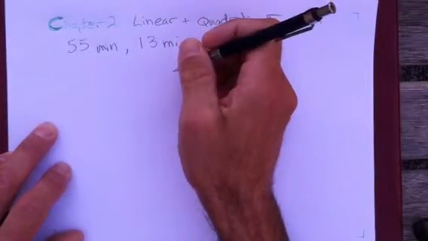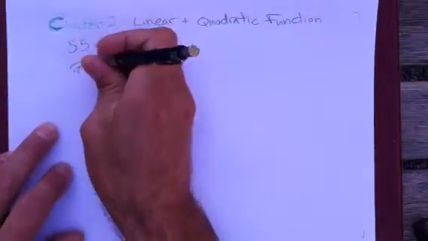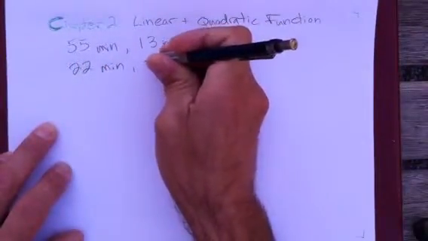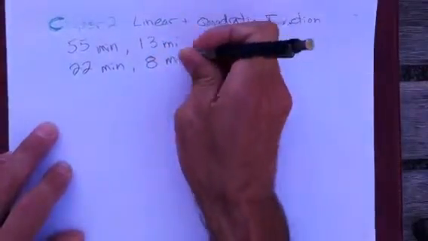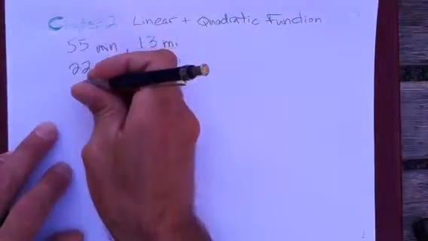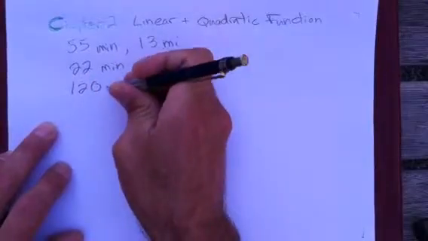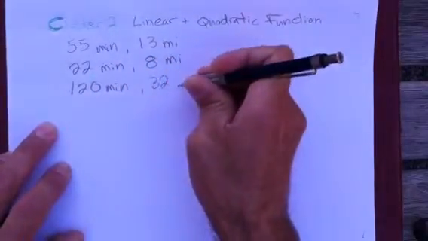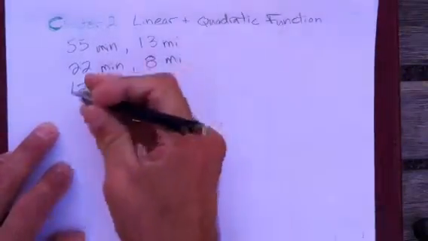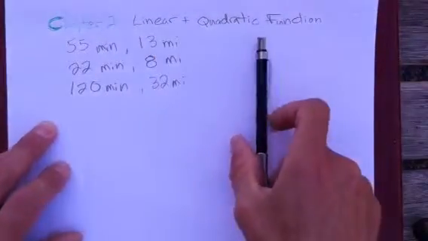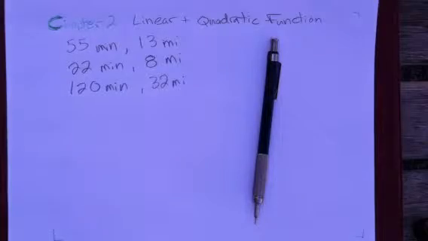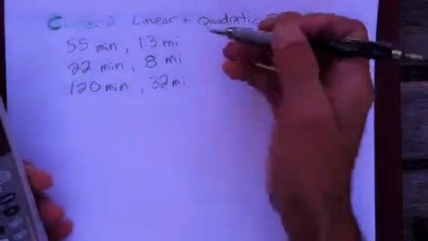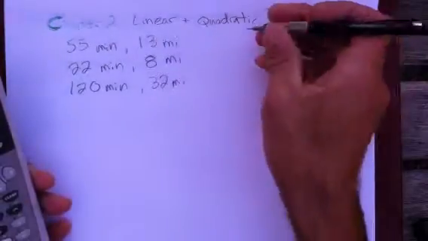And another ride I did was a bit shorter, 22 minutes, covered 8 miles. Went for a longer ride, 120 minutes, a couple hours, 32 miles. And I was just kind of curious what my speeds were like. So I calculate average speed there, which would be distance over time.